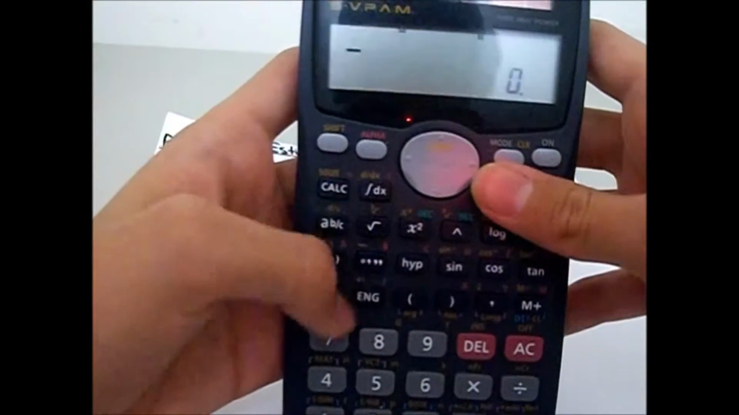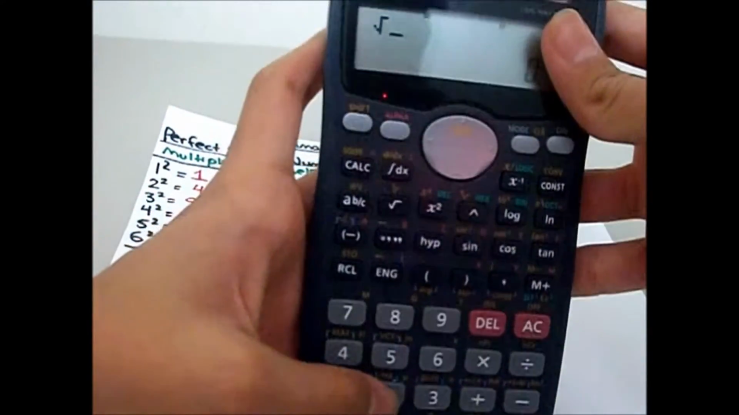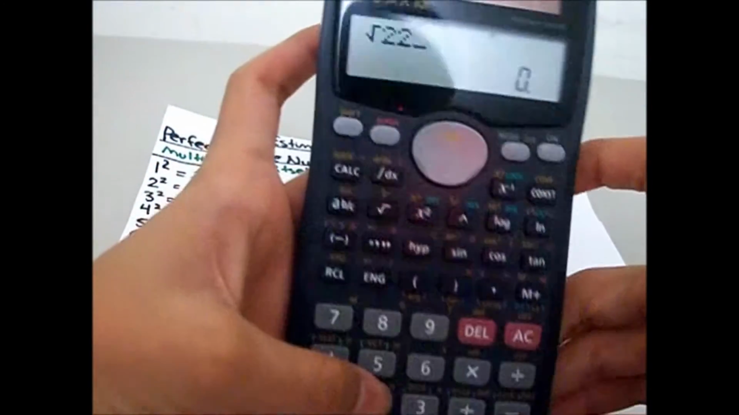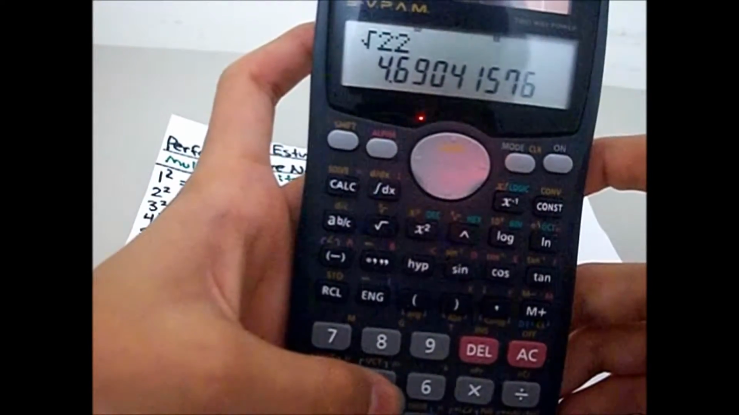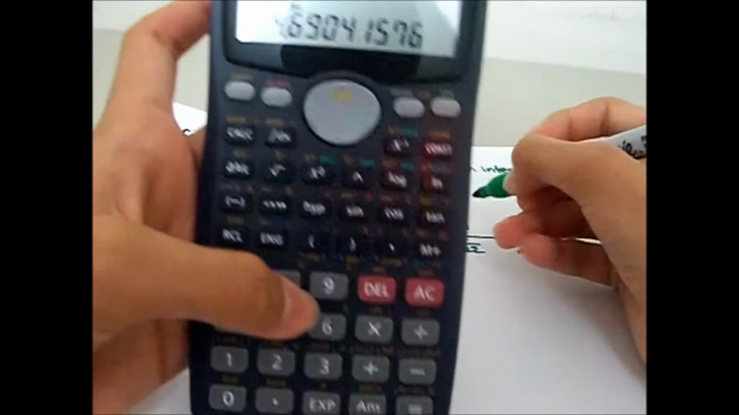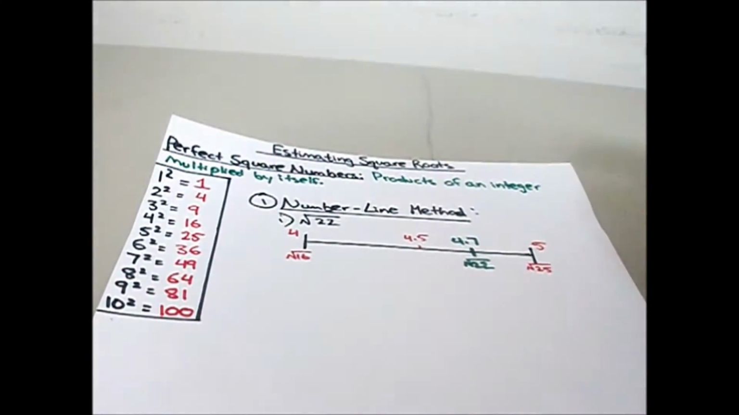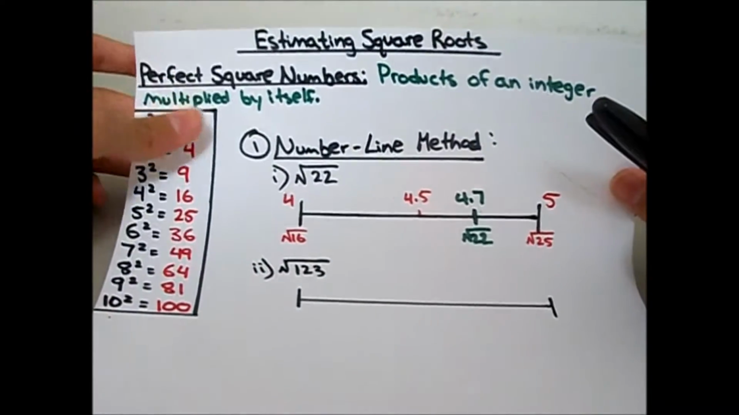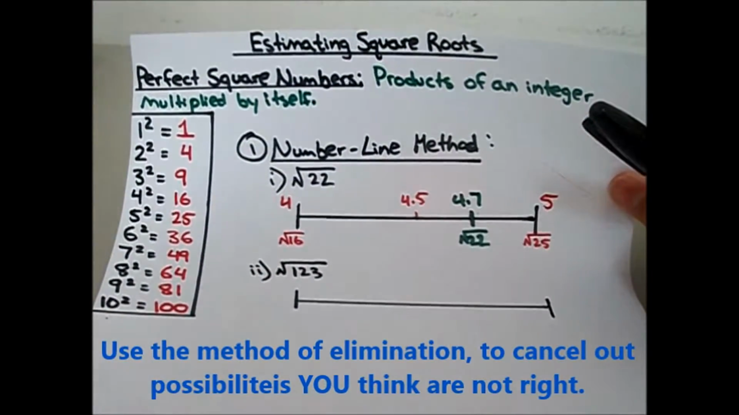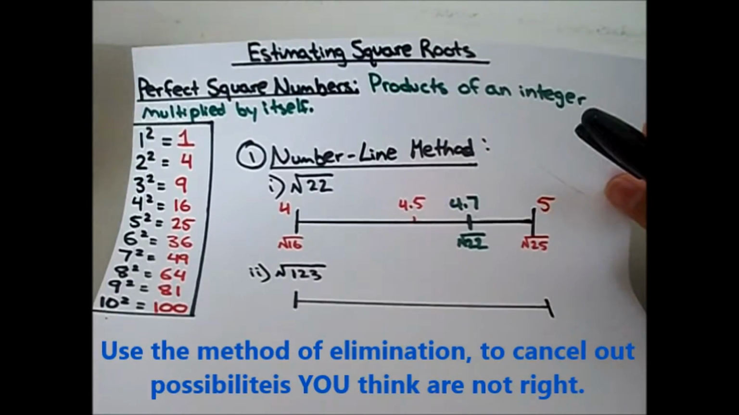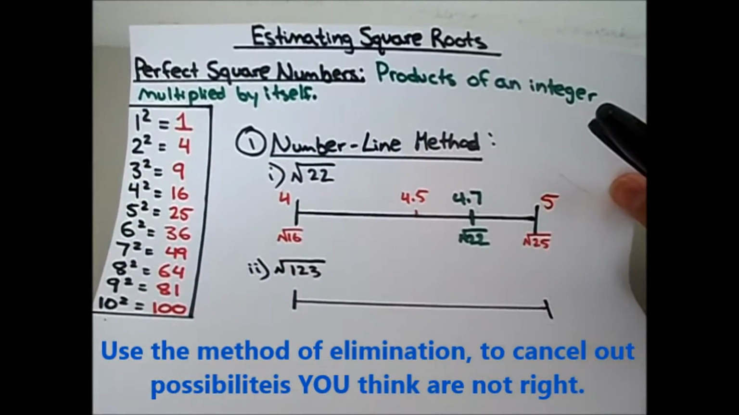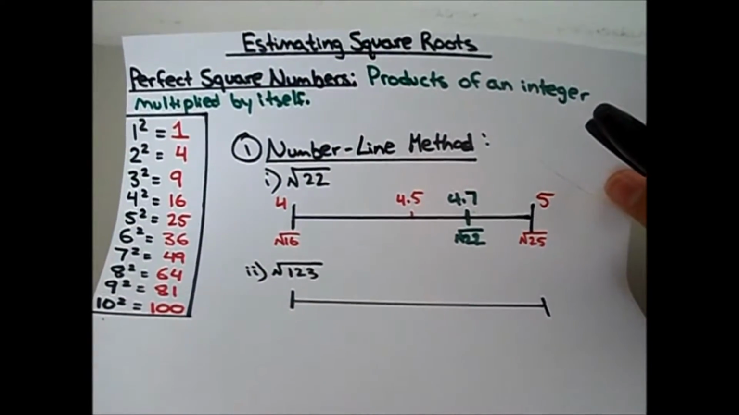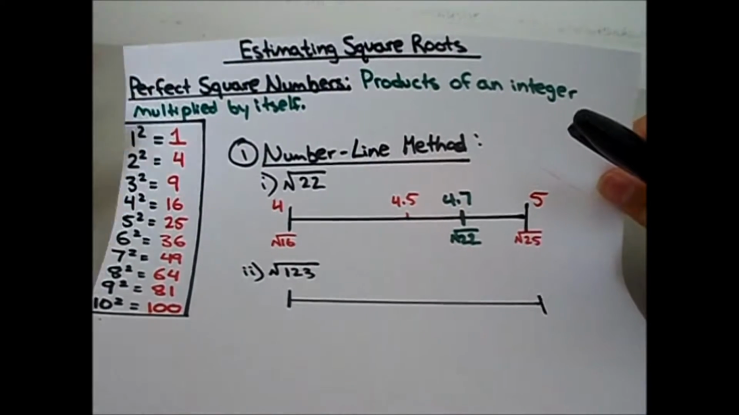It's okay to make mistakes sometimes, but I'm going to check my answer. 4.69, so yeah, approximately 4.7. I also used the method of elimination to determine my answer, such as, oh no, it can't be 4.6 since it's much closer to 25. But it can't be 4.9 either since it's not that close to 25.